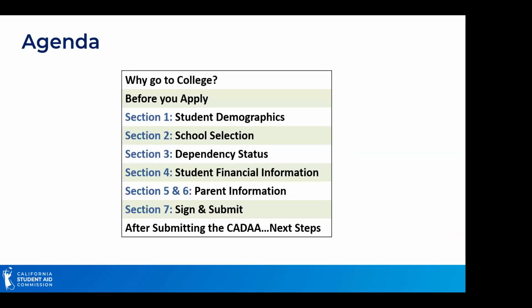So let's go over today's agenda. Why go to college? And things you need to do before you actually begin to fill out this application. Then we will go section by section: section 1 being student demographics, section 2, school selection, section 3, dependency status, section 4, student financial information, sections 5 and 6, parental information, section 7, sign and submit, and after submitting the application, what are your next steps?